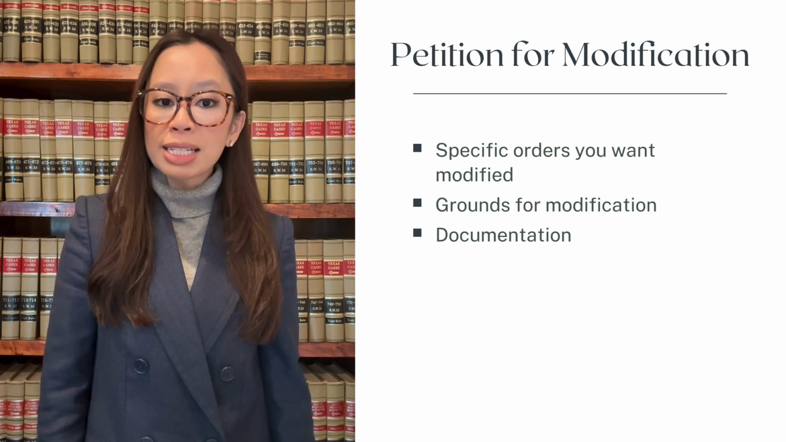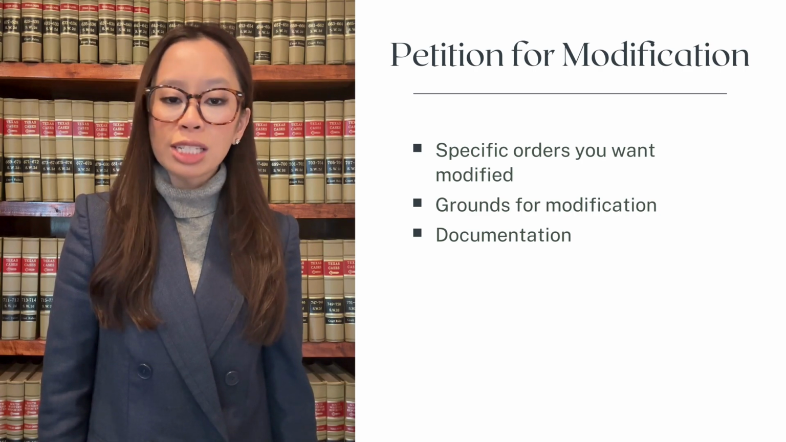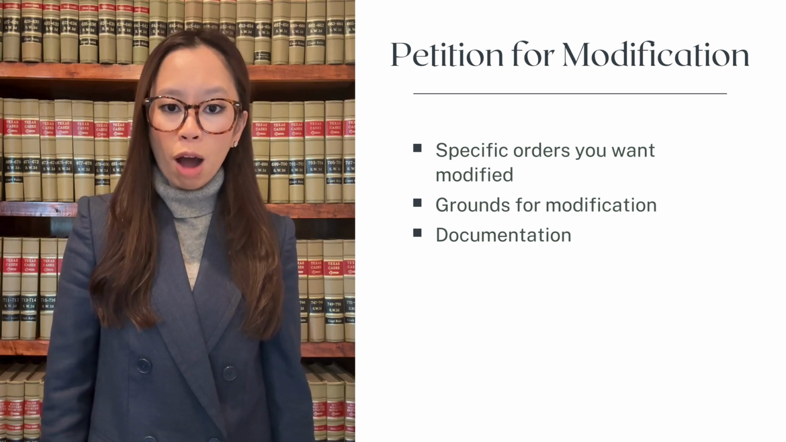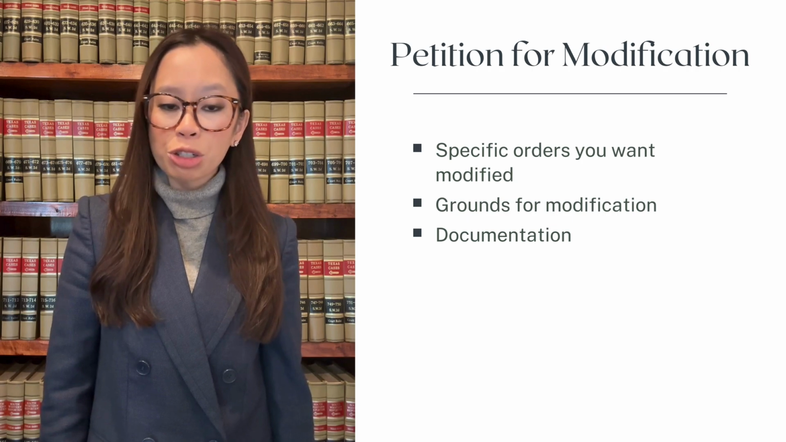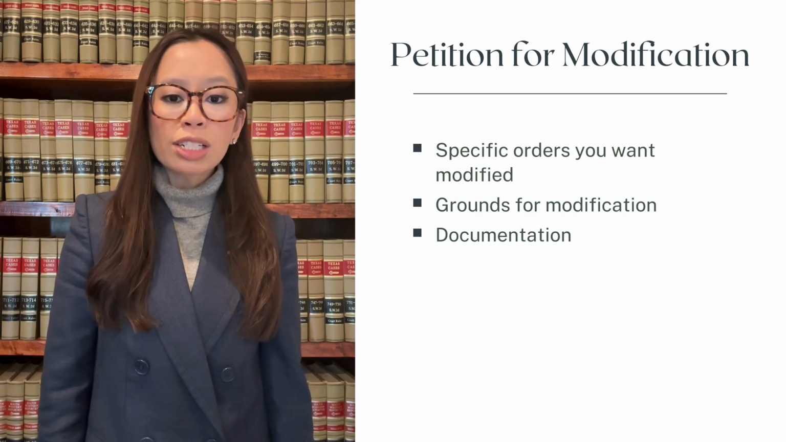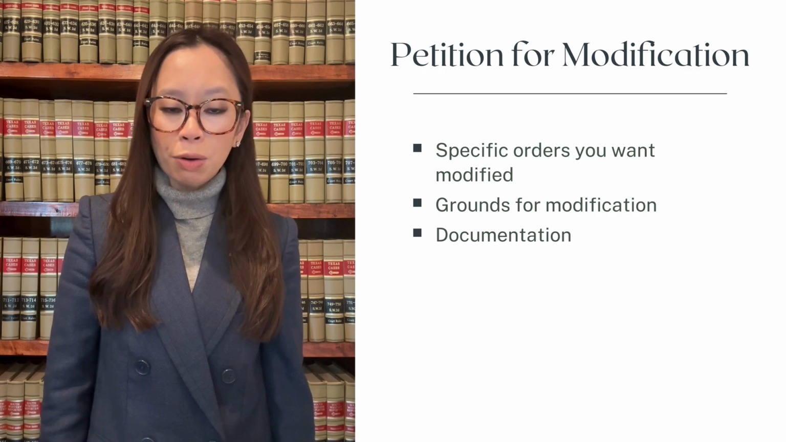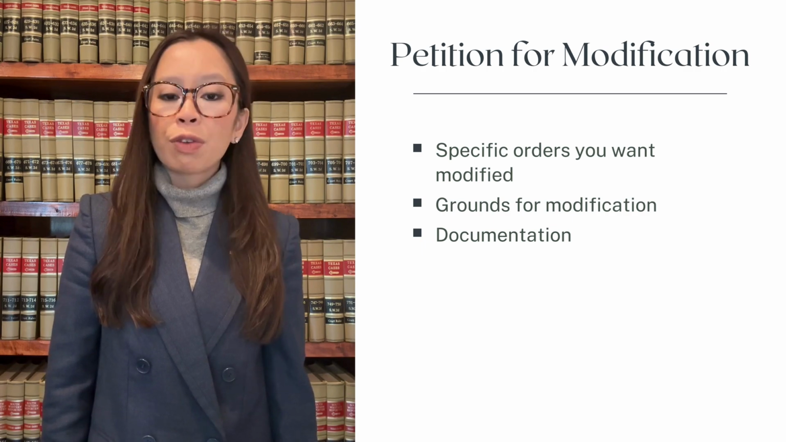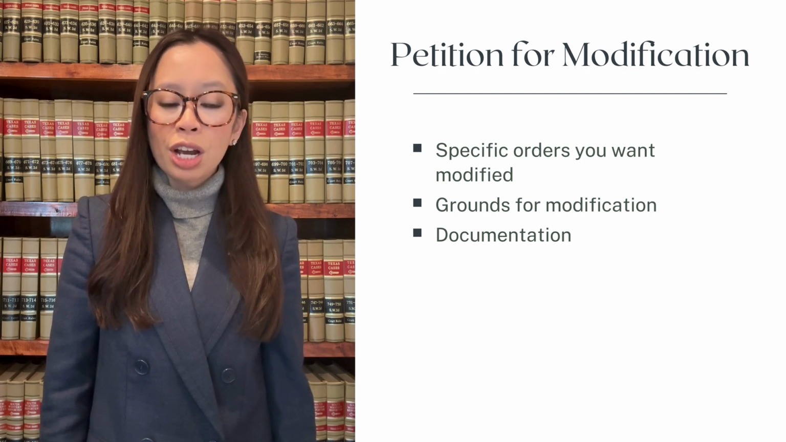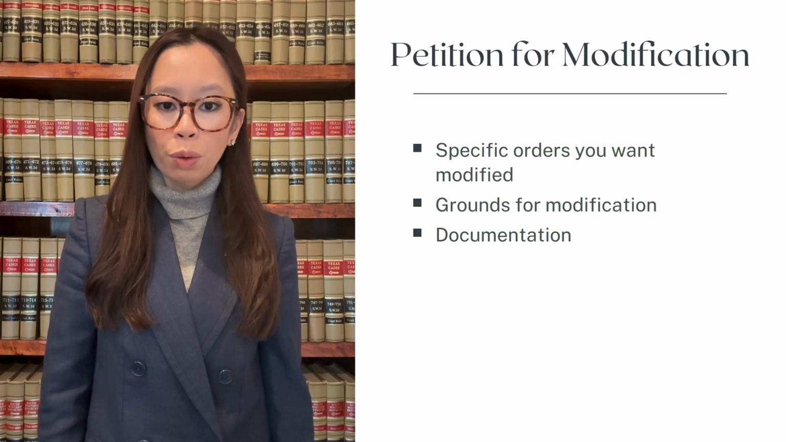The petition must include the specific orders you want modified, such as custody, child support, or spousal support. The grounds for the modification, such as a substantial change in circumstances or a change in the child's needs. Supporting documentation to back up your claims, such as income statements, medical records, or other evidence. For example, if you're seeking to modify child support due to a job loss, you would include pay stubs, proof of unemployment, and a letter from your employer.